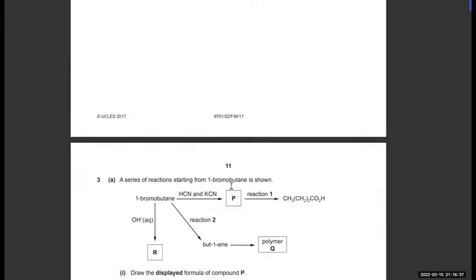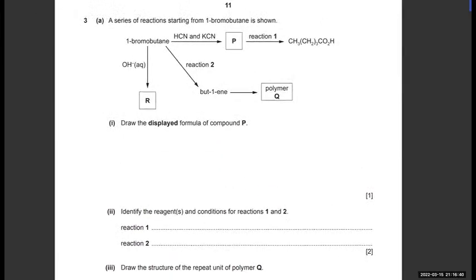Okay, so starting with this one, we've got this reaction, and this reaction states that there's 1-bromobutane, and he's saying draw the displayed formula of compound P. Remember 1-bromobutane: butane is four carbon atoms, and 1-bromo means bromine is on the first one. The rest are all H's, but I'm not showing the H atoms right now. So that is 1-bromobutane, and it reacts with HCN and KCN.